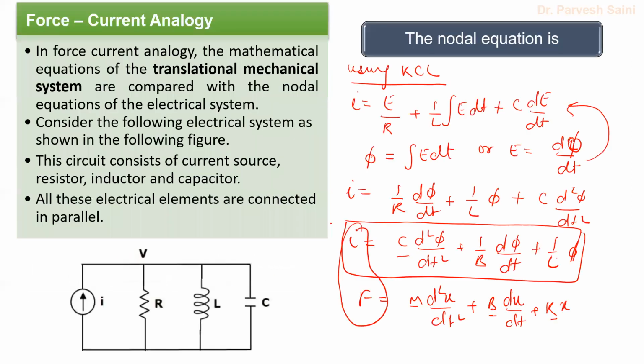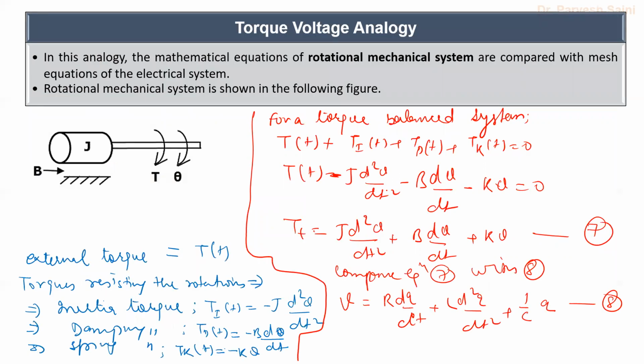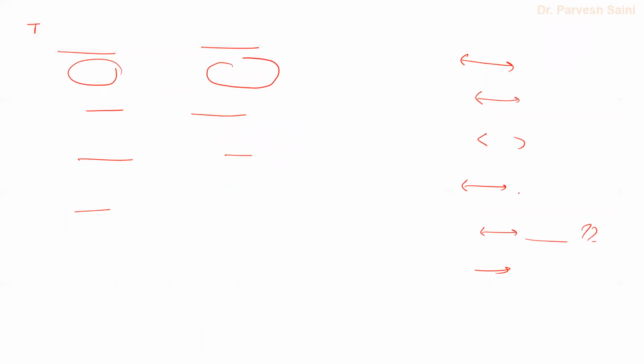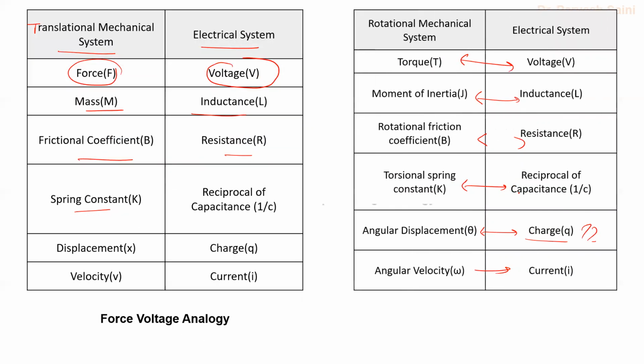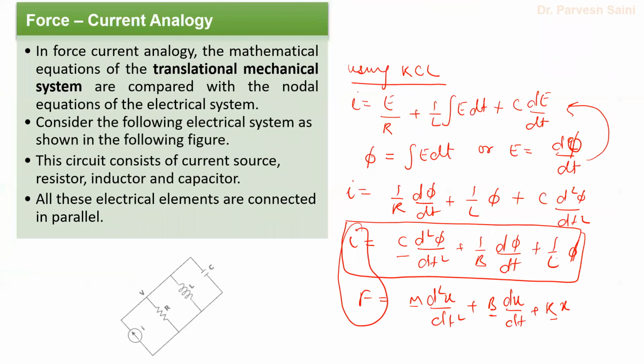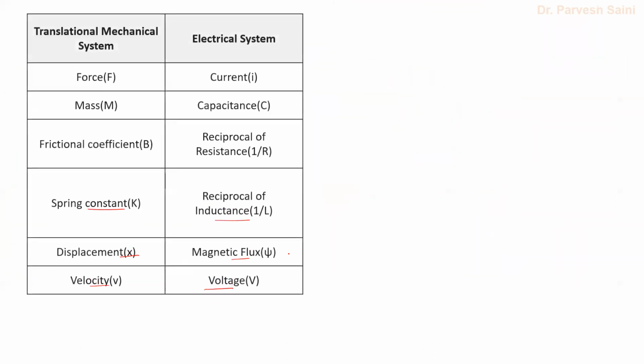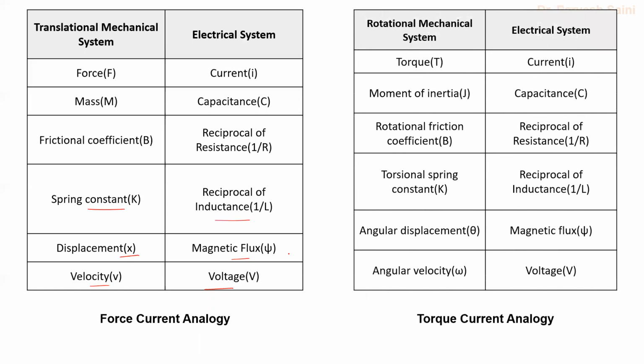Similarly, if you compare this current equation with the standard torque equation, we have a torque equation here, torque J d square theta by dt square, equation number 7, right? So if you compare equation number 7 and, let us say, this is equation number 9, even then you will get a kind of analogy. That is called the torque-current analogy.